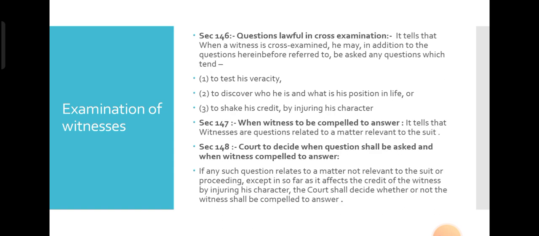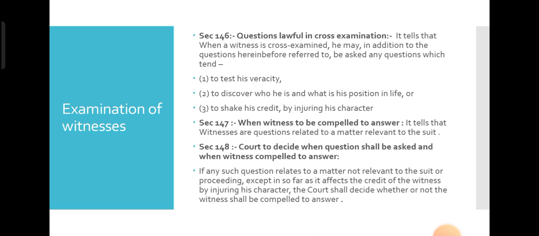Now the next section is section 146, which talks about questions lawful in cross examination. It tells that when a witness is cross examined, he may, in addition to the questions herein before referred to, be asked any question which tends to test his veracity, to discover who he is and what is his position in life, or to shake his credit by injuring his character.